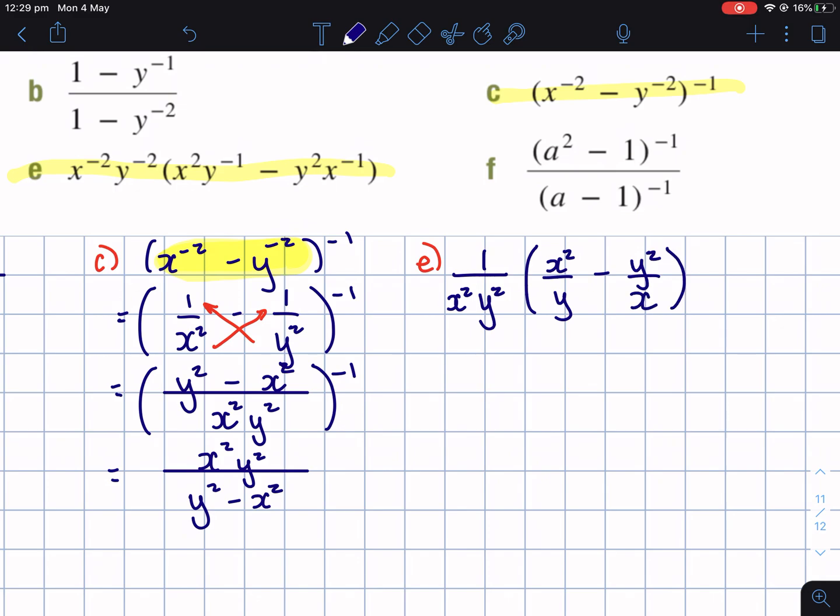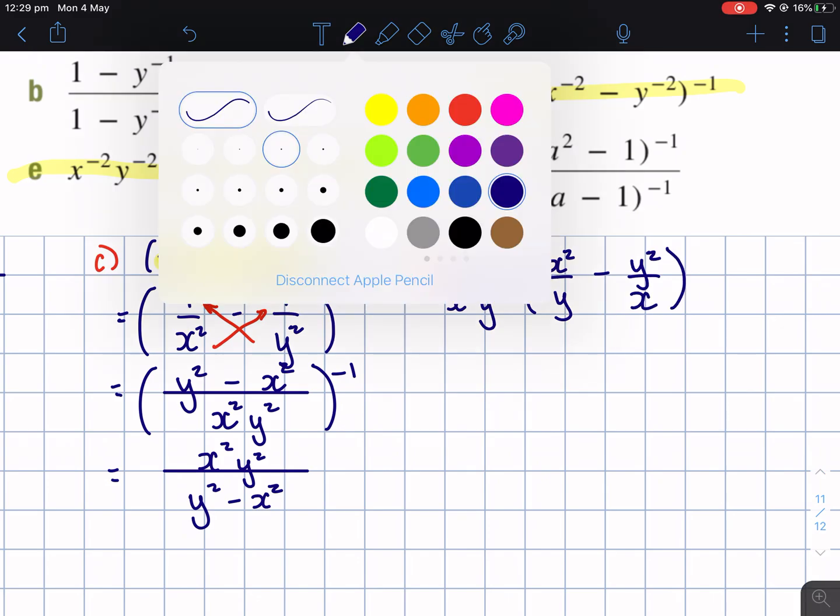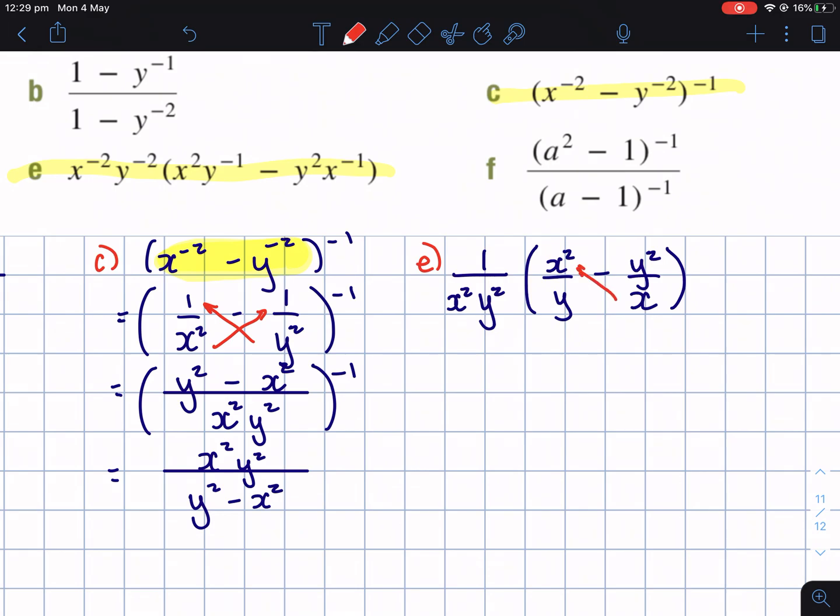I'm going to deal with what's inside the brackets and then I'm going to multiply by the outside. I'm going to do this by cross multiplying. So on the outside we've got 1 on x squared y squared still. On the inside we've got x squared times x, x cubed, minus y squared times y, y cubed, over the bottoms multiplied together, xy.